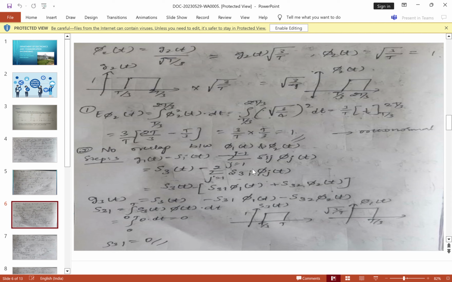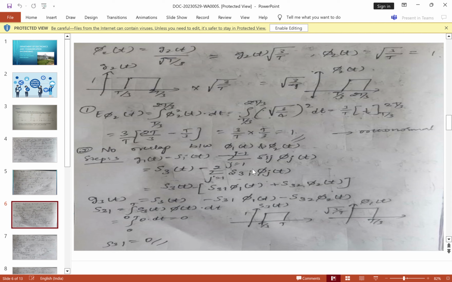S32 is equal to the integration from T by 3 to 2T by 3 of root of 3 by T into dt, that is equal to root of 3 by T times the integral of dt from T by 3 to 2T by 3, that is equal to root of 3 by T into 2T by 3 minus T by 3. If we cancel, we get root of T by 3. So S32 is equal to root of T by 3. We have to cancel these terms.